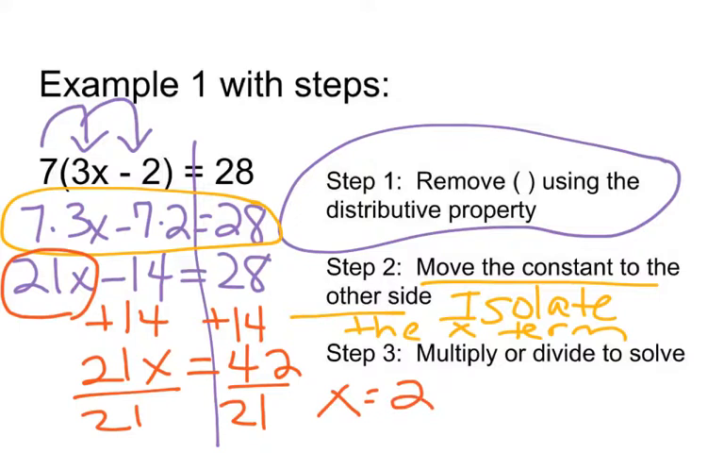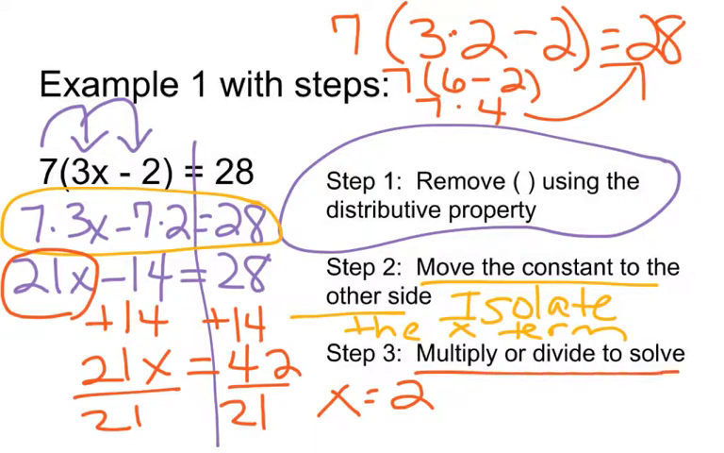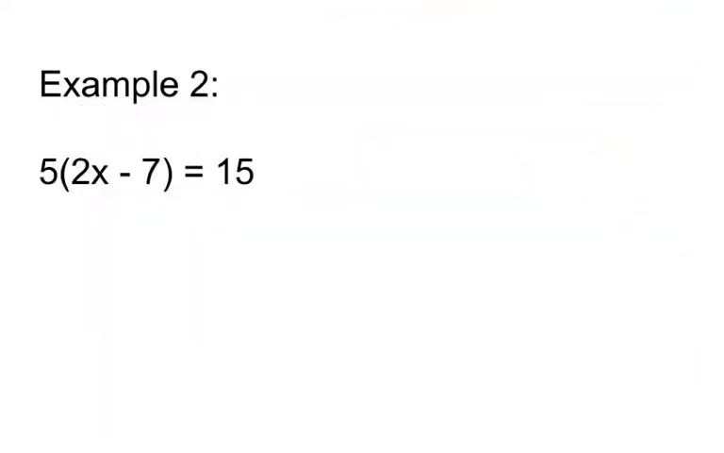Now remember, at any point, you can check your work. 7 times 3x, that's 3 times 2, because x was 2, minus 2 has to be 28. So I do what's in parentheses first. 3 times 2 is 6, and 6 minus 2 is 4, and 7 times 4 is 28. So it is correct. But remember, at any point, you can plug the number back in for the variable and do that. So then multiply or divide to solve is what we did last. But moving that constant isolates the x term. So first we're going to distribute.